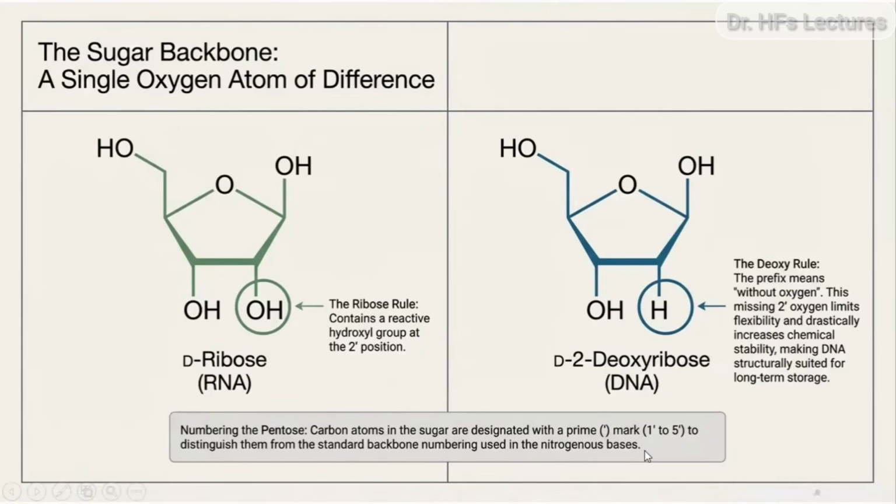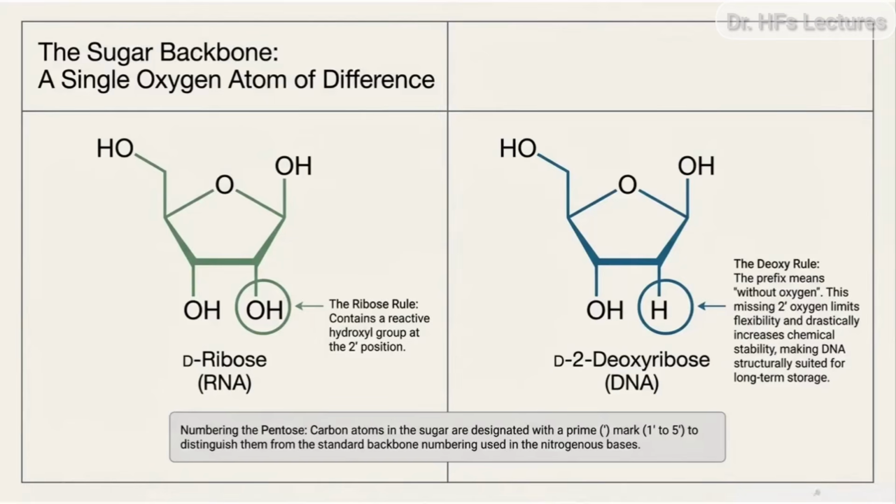So let's start looking at the structure of nucleotides. The backbone of the nucleotide is built upon the pentose sugar, and this is one of the main differentiating factors of DNA and RNA. For RNA, the sugar has a hydroxyl group at carbon 2, while for DNA, the sugar lacks an oxygen at the same carbon 2. So we can say deoxy, that's how we got its name, deoxy, without oxygen, lacking oxygen.